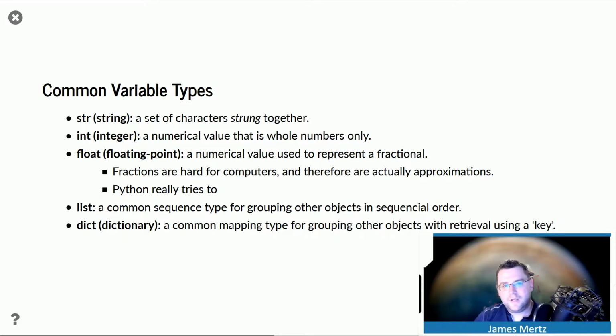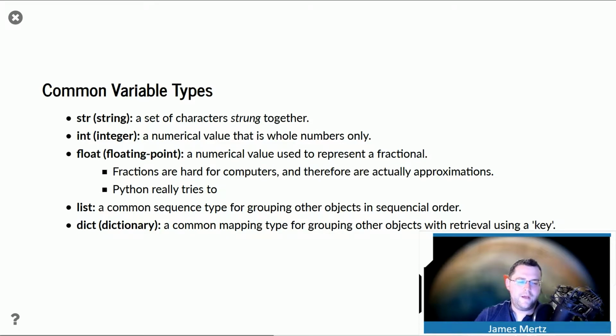If we need to represent something like that, then we would use what's called a floating point number. That's used to represent fractionals, like 3.14 or 2.25. One thing to realize and understand is that fractions are hard for computers to understand, and therefore they're actually approximations. We'll explore what exactly that means here in just a minute.